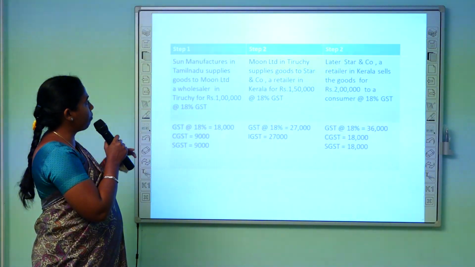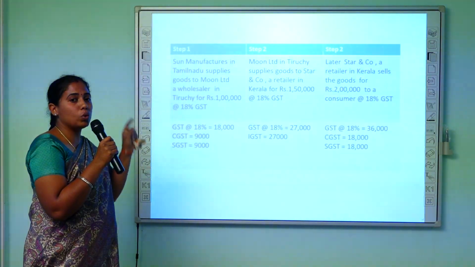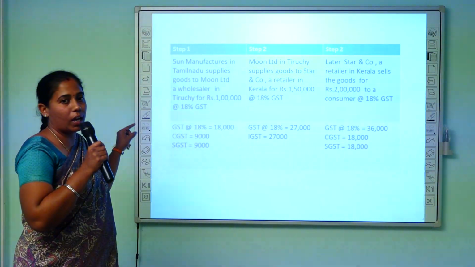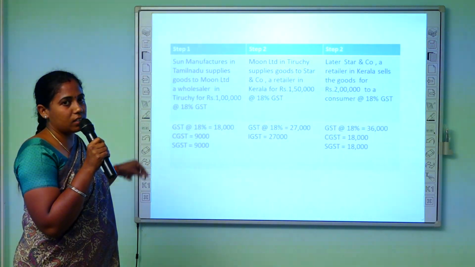We have an example here. Sun manufacturers in Tamil Nadu supply goods to Moon Limited, who is a wholesaler, again located in Trichy, which is in Tamil Nadu. Here the amount is 1 lakh. Let us see this example.